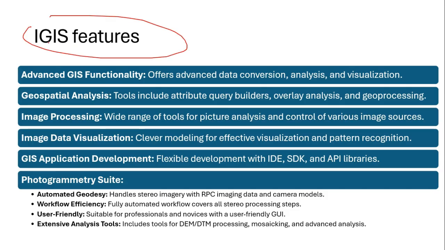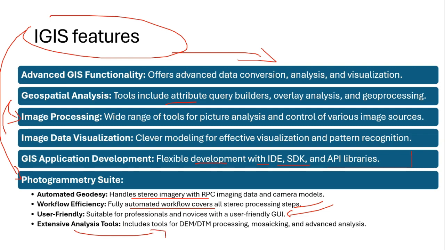So some of the IGIS features are like it can offer advanced data conversion, analysis and visualization. Tools like Attribute Query Builder, Overlay Analysis and Geoprocessing are there. It can also do the digital image processing tasks and their visualization. It has flexible development with IDE, SDK and API libraries. And it is also capable of photogrammetry tasks, like it can handle stereo imagery. A fully automated workflow is there that can follow all the stereo processing steps. The software is user friendly, a GUI based software. It also has DEM and DTM processing tools like mosaicing and advanced analysis. This was about IGIS software.